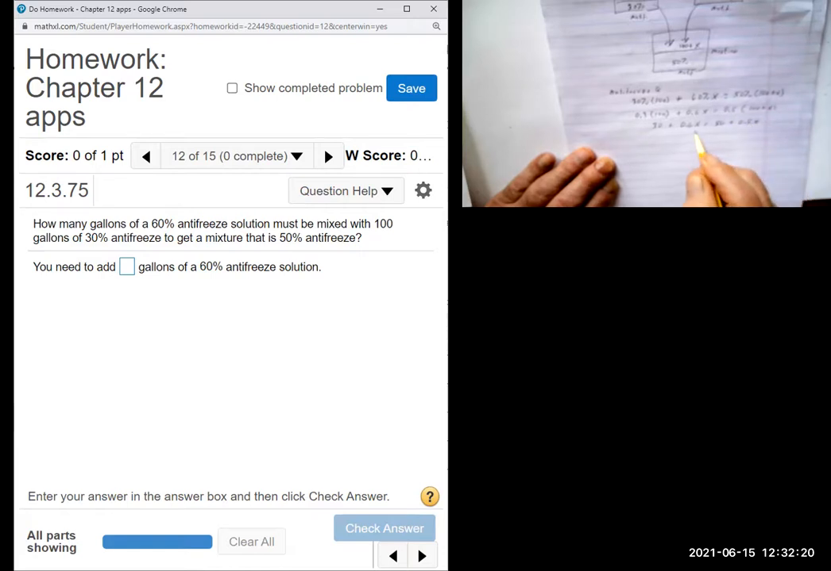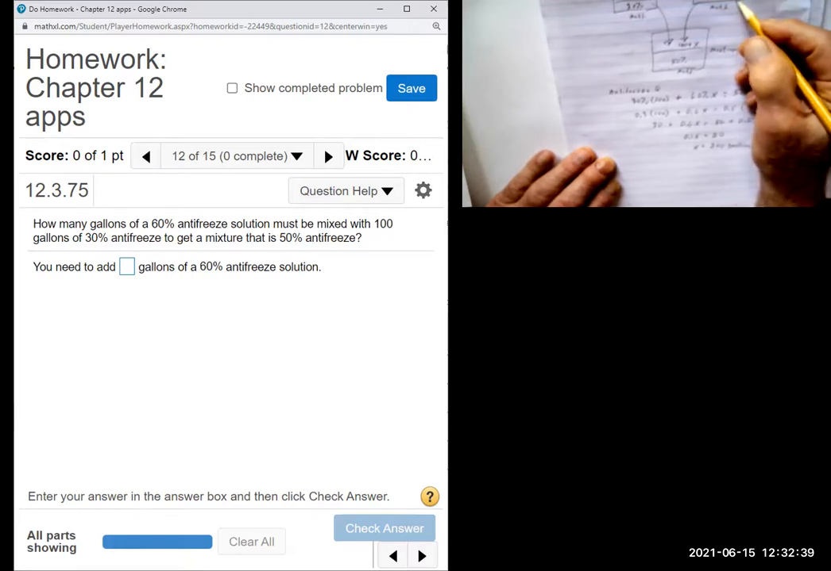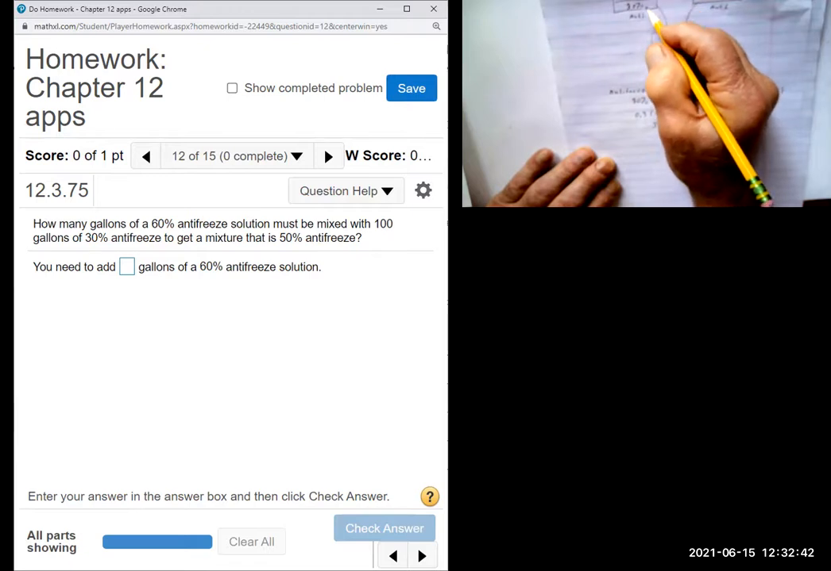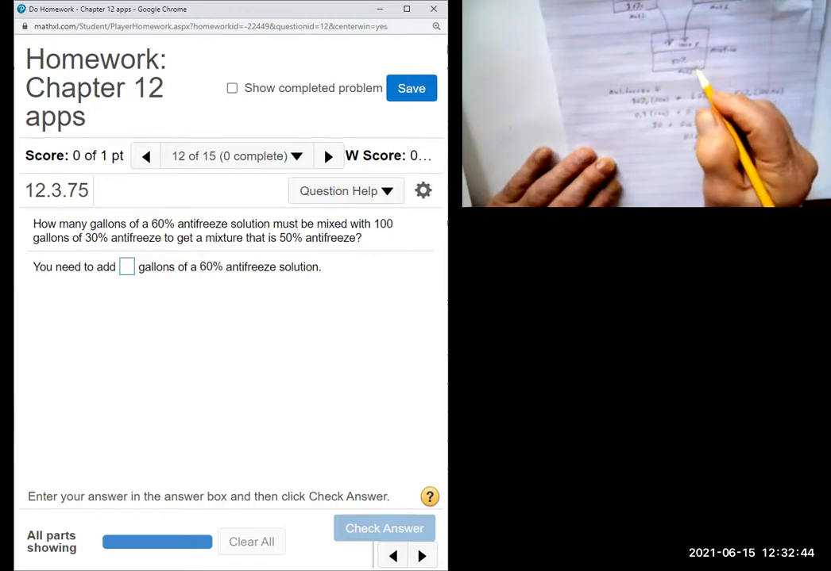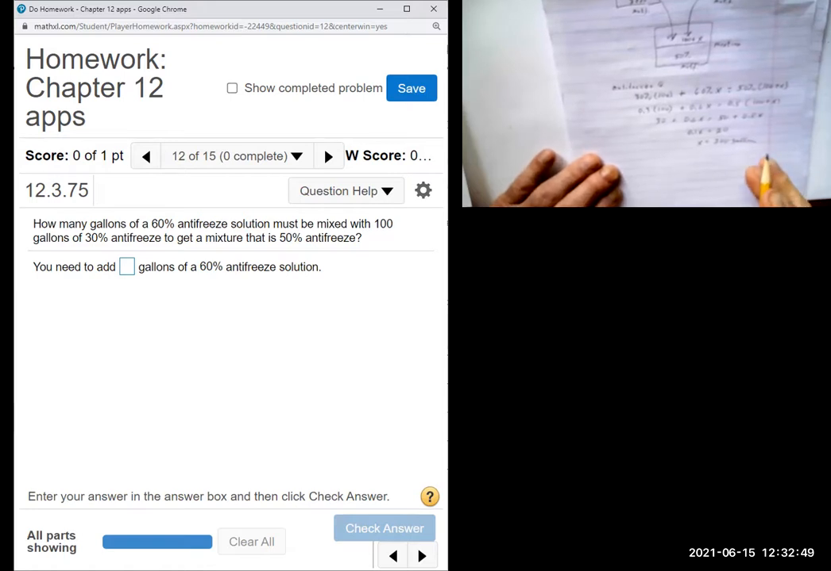Moving 0.5x to the left and subtracting, we have 0.1x. Moving 30 to the right and subtracting, we have 20. Dividing both sides by 0.1, we have X as 200 gallons. So we must be using 200 gallons at 60% combined with 100 gallons at 30% to get a 50% solution. This is, as I said, a mixture problem, and you just have to still deal with the same units: antifreeze with antifreeze, water with water.